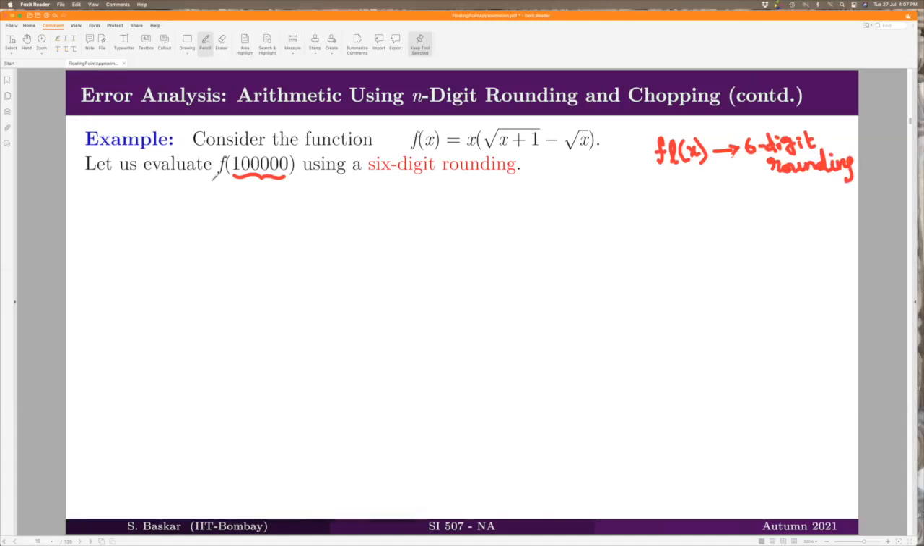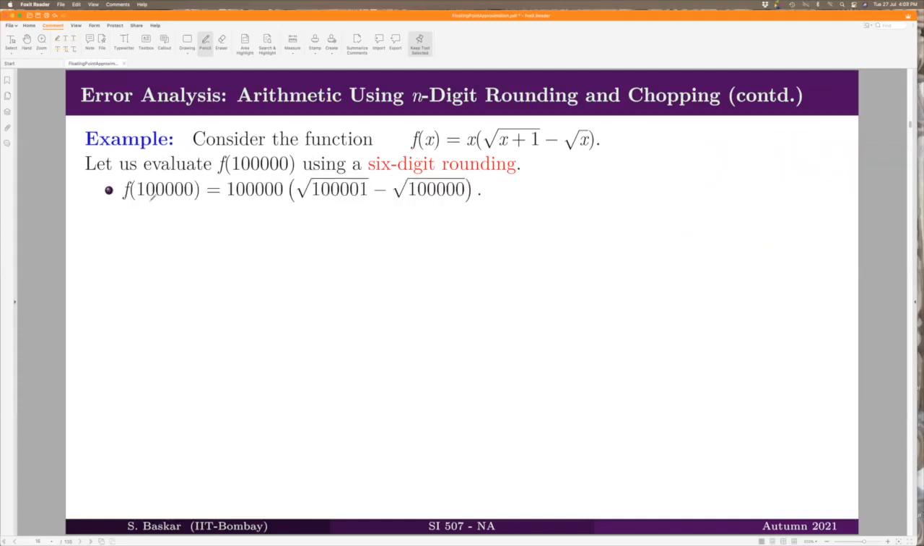Don't confuse f of x with FL of x. Okay, I may even be writing FL of f of x. f of x is the value of this function at the point x. FL of x is the 6-digit rounding of the value of any number that you give.